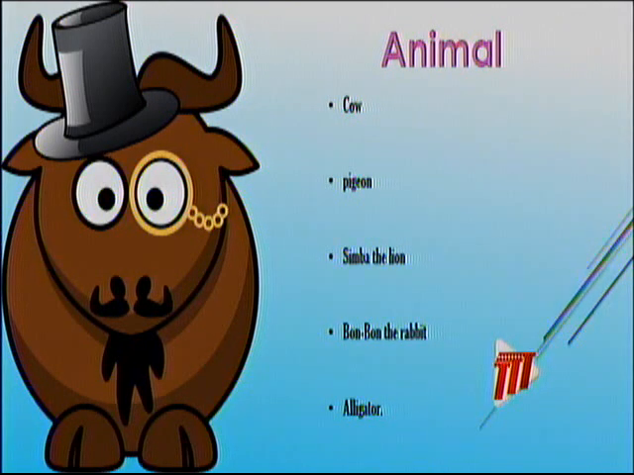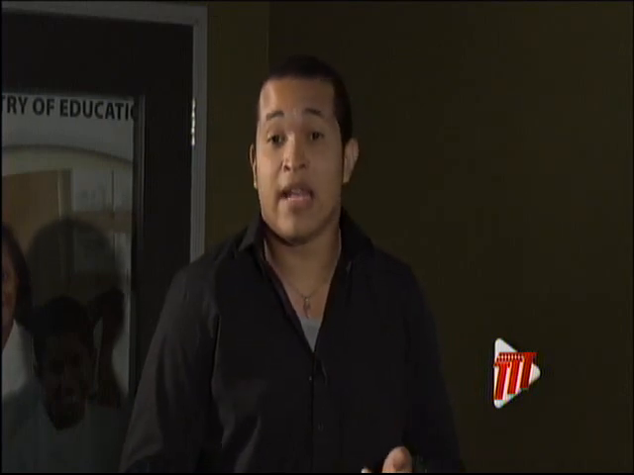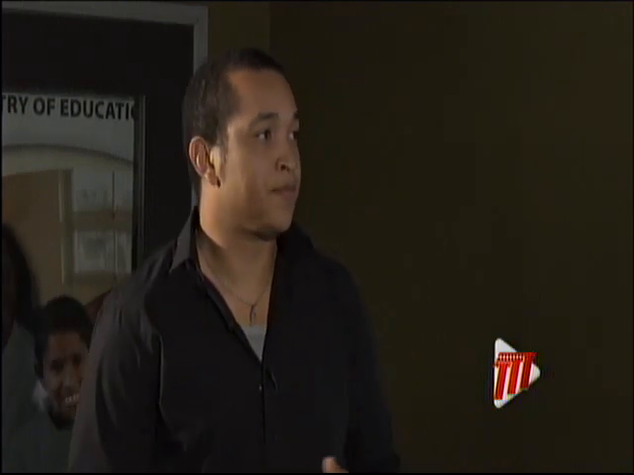So what we have here, we have cow, pigeon, Simba the lion, if you have seen that movie. We have Bon Bon the rabbit, alligator. So the name of your pet would also be a noun, as well as what type of pet it is. So if you have Sally the snake, Sally, her name, that is a noun. Snake would also be a noun in itself.